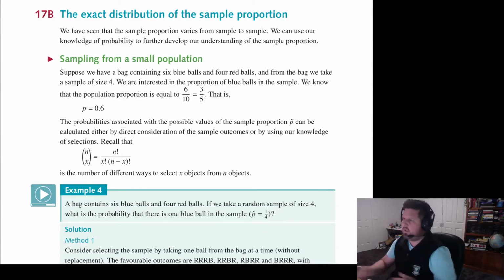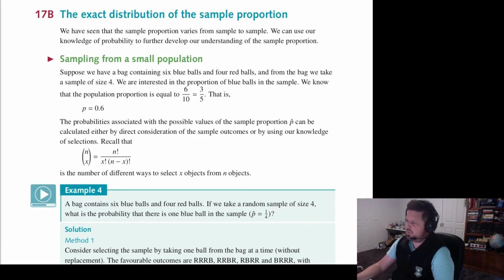Alrighty, today we're looking at exercise 17b, which is the exact distribution of the sample proportion. Now, again, for this you're going to need to build upon some previous knowledge from previous exercises. So it says here, when we're sampling from a small proportion, and again, they'll use this one often during this particular chapter.